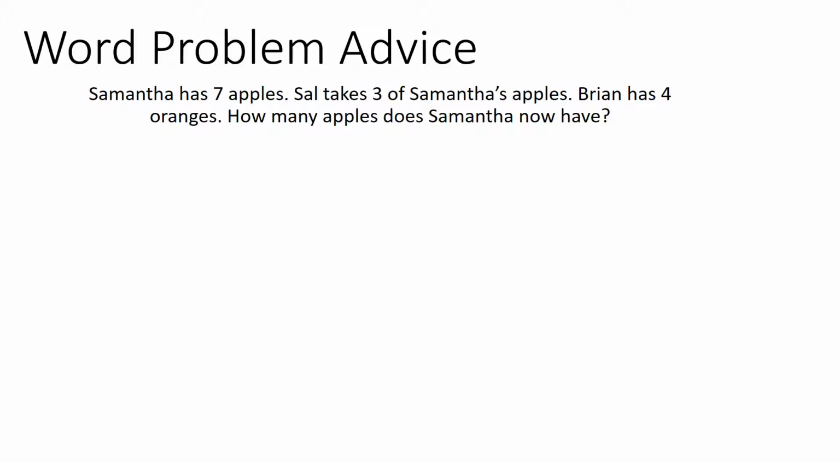So when I approach a word problem, the first thing I look for is the question. The question is something that ends in a question mark. So the sentence I see that ends in a question mark is how many apples does Samantha now have? So I'm going to find all the relevant information about Samantha. I see 2 sentences that involve Samantha other than our question. I see that Samantha has 7 apples, and then I also see Sal takes 3 of Samantha's apples.